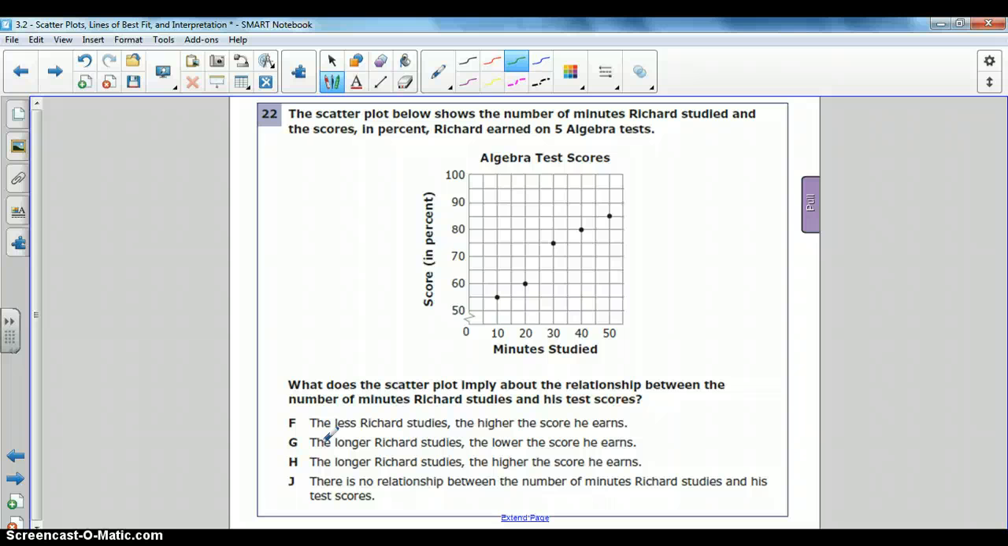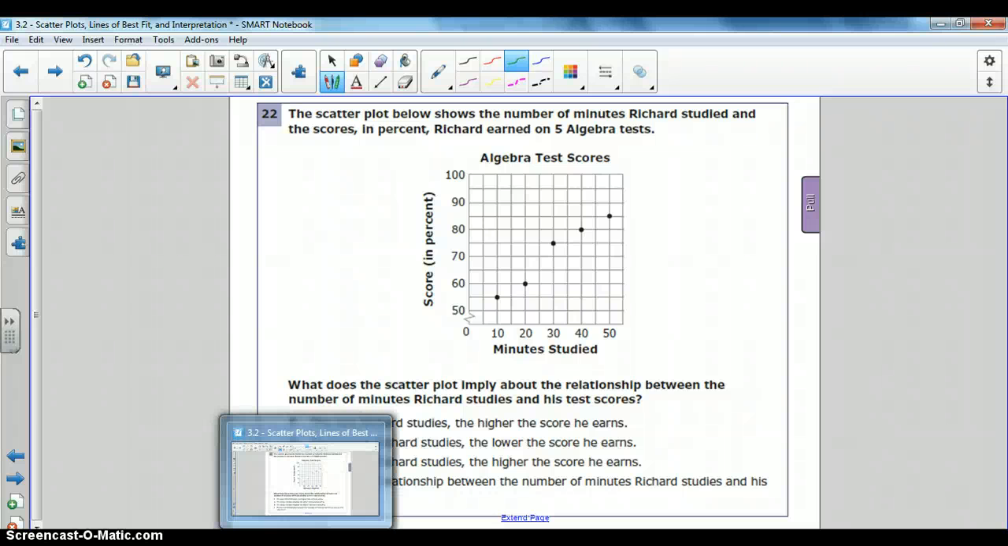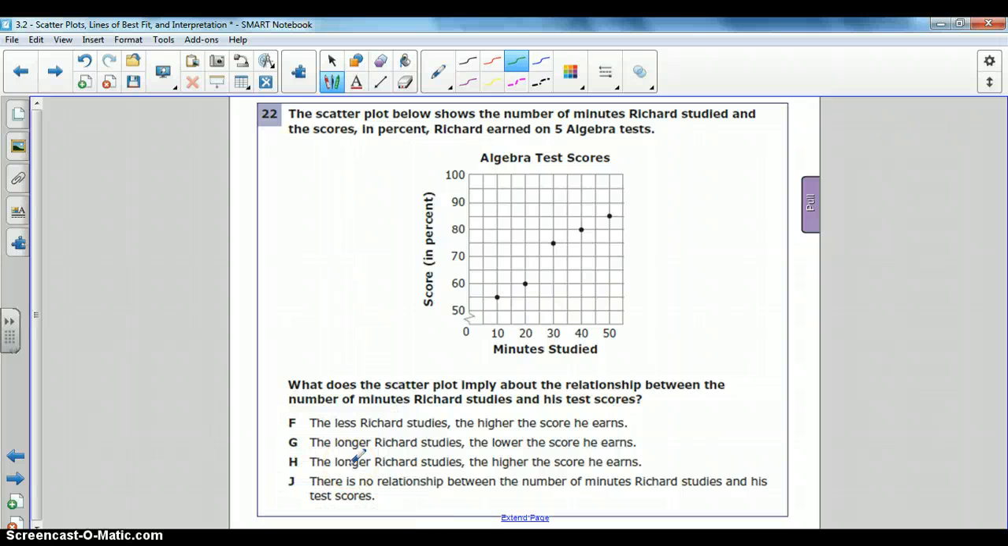The scatter plot shows the number of minutes Richard studied and the scores in percent Richard earned on 5 algebra tests. What does the scatter plot imply about the relationship between the number of minutes Richard studies and his test scores? The less Richard studies, the higher score he earns. Doesn't look like that. The longer Richard studies, the lower the score he earns. Don't think so. The longer Richard studies, the higher score he earns. Yeah, that kind of makes sense. And there is no relationship. I would say there is definitely a relationship. The more he studies, the higher he scores.